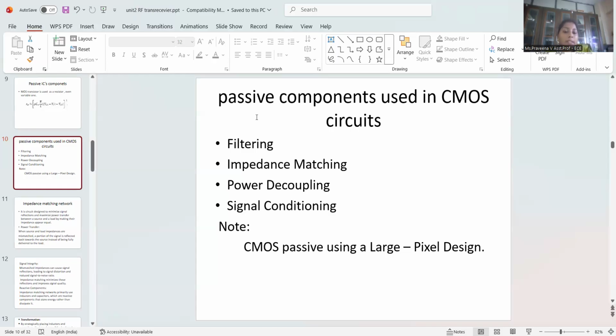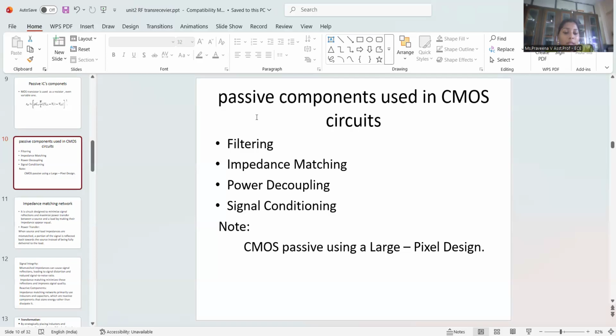In CMOS technology, the passive components such as resistors, capacitors, and inductors occupy a significant silicon area, that is, a large area, often used to achieve high component values, and it will improve the performance. What are the advantages? Better component accuracy, an improved Q factor, and enhanced RF performance.